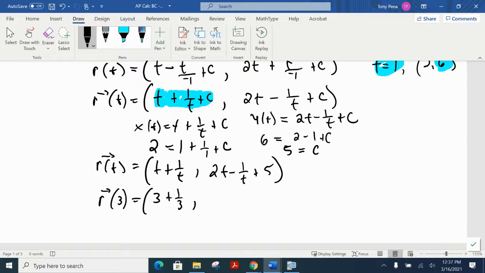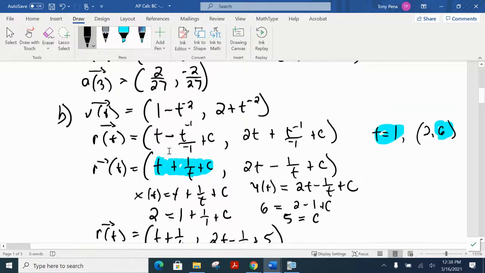This is a non-calculator free response. Just leave it. If I plug in the next one, I'd get 6 minus 1 over 3 plus 5. If that really gets you worried, just leave it. And again, they're going to take that as all the points you could possibly get would be perfectly fine with that answer. Okay. All right.